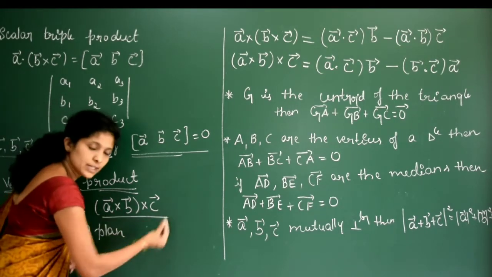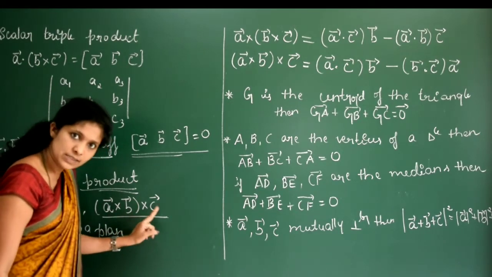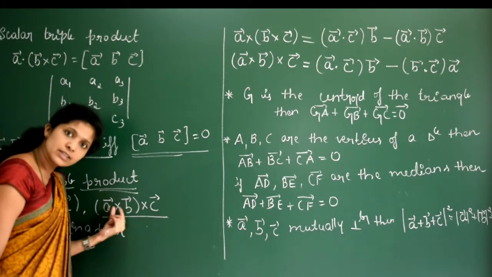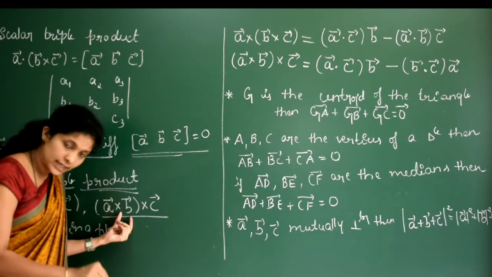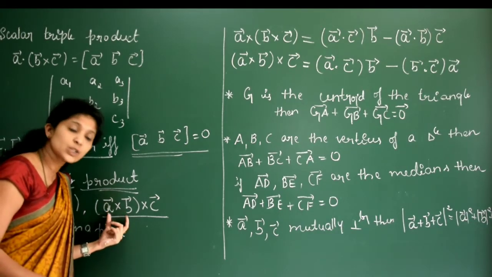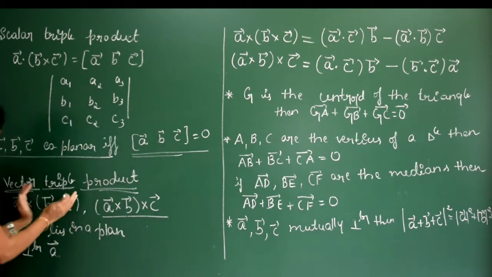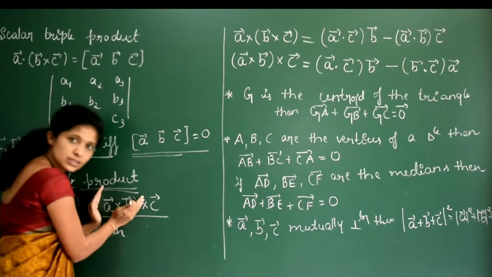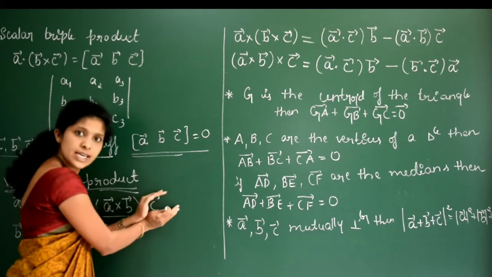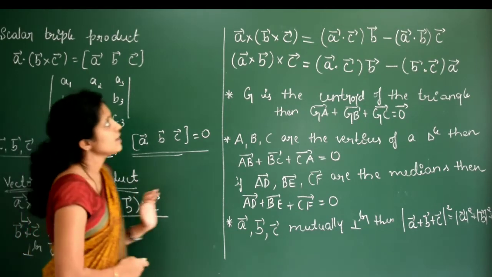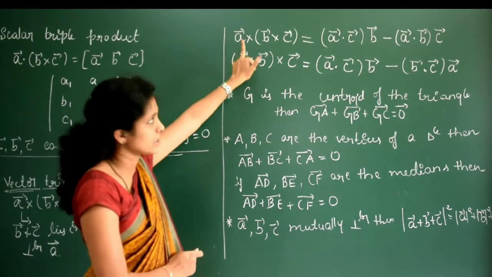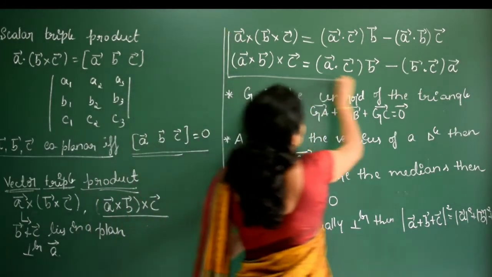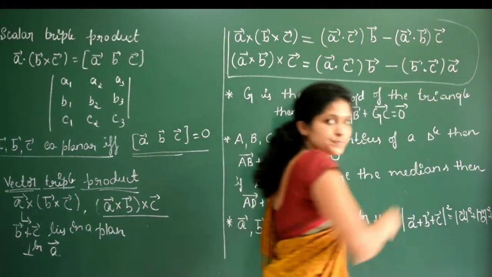Here this is nothing but A vector cross B vector cross C vector is nothing but A vector and B vector lie in a plane. These two are perpendicular to the C vector. Here these two are perpendicular to A vector and here A vector and B vector are perpendicular to the C vector. Is it clear? Now see, remember this formula, an important one, to find the cross product.